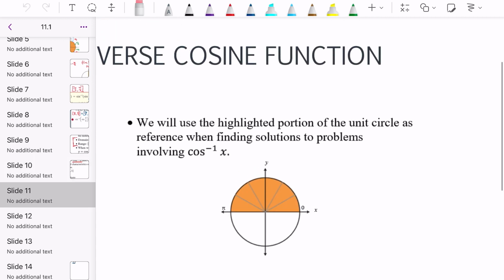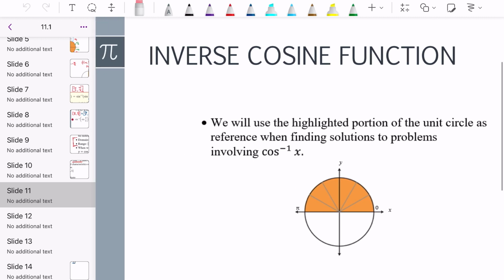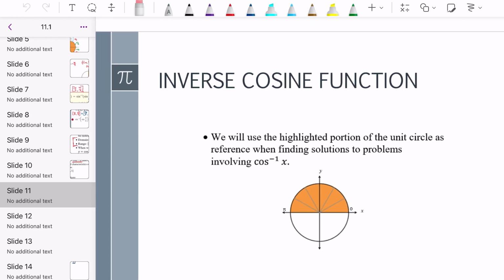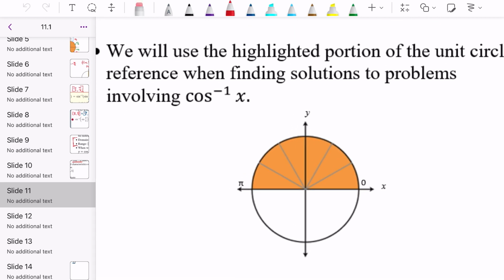As we take a look at our next slide, this is helping us to understand where we would be on the unit circle for our cosine. Notice we're going to be in quadrants 1 and 2. So in this case, this would be (1, 0), (0, 1), and (-1, 0). The right side would be positive, and the left side would be negative.